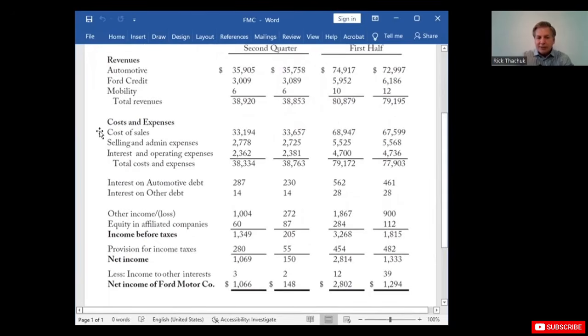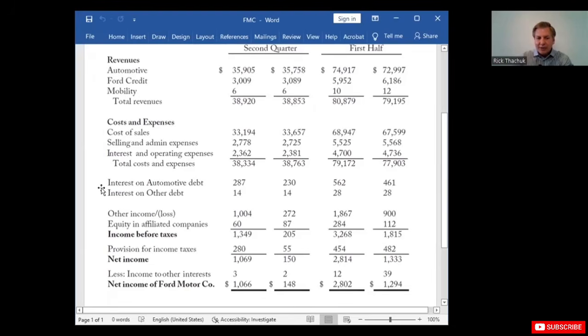Cost of sales, that is the cost of producing the cars or trucks. You see that is the largest cost to Ford Motor Company. Then there are selling and administrative expenses. That would include salaries and other expenses. Interest and operating expenses, that might include utility bills, things of that nature. And then if I sum these three together, I get total costs and expenses.